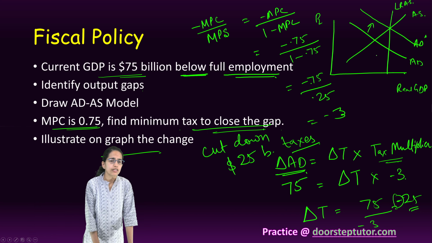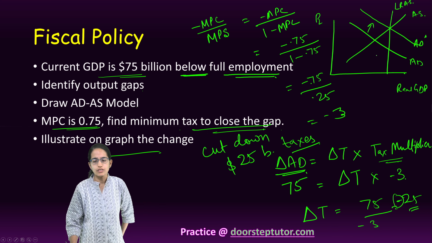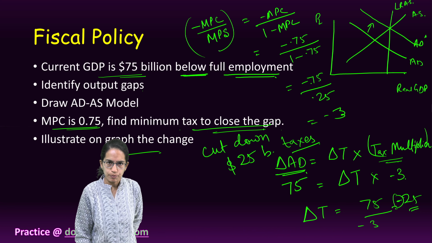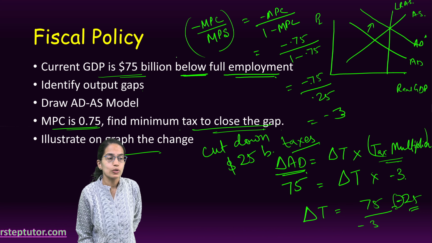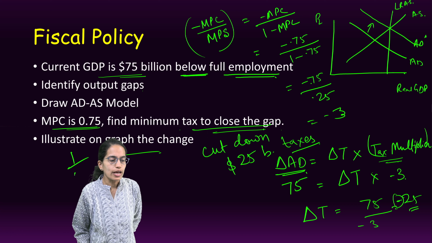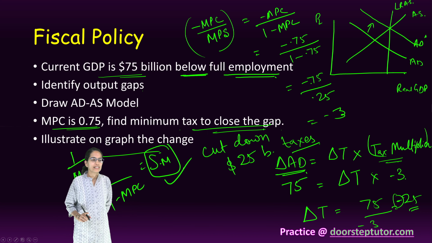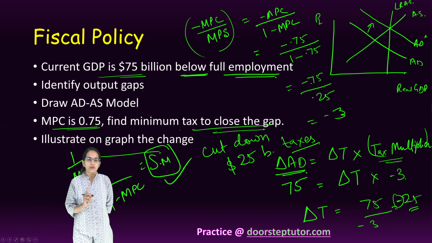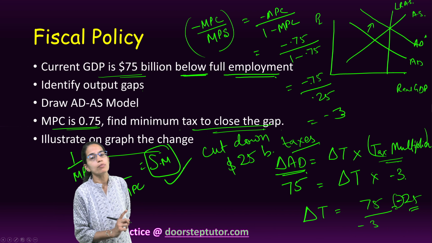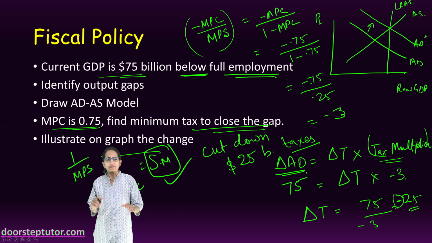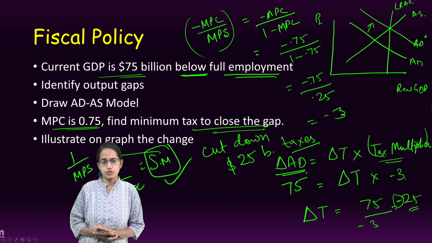Interesting kind of FRQs, but most importantly, when you are asked to find the tax multiplier, it is minus MPC by MPS. If you are asked to calculate the spending multiplier, it is 1 upon MPS, which is 1 upon 1 minus MPC, and that is the spending multiplier. So note, there is a difference between the tax multiplier and the spending multiplier. Don't get confused. We had done another problem with the spending multiplier in a separate question. So just go back and check that in case you have questions or confusions.